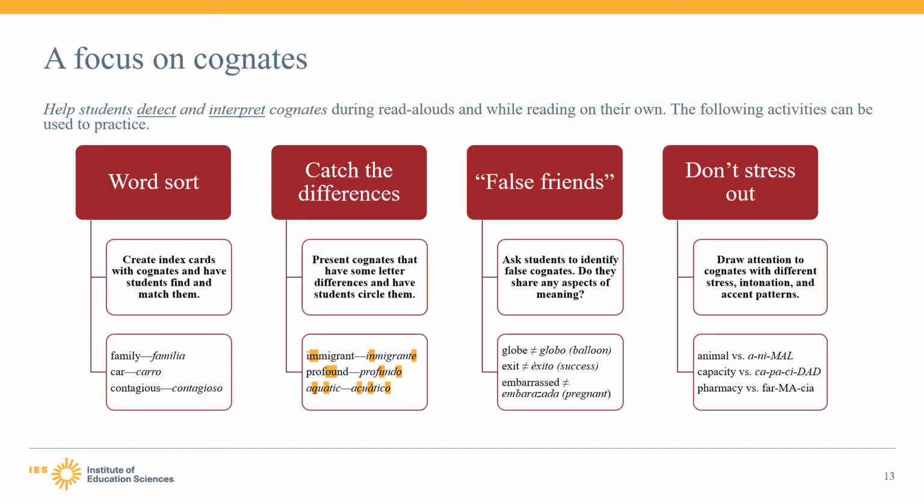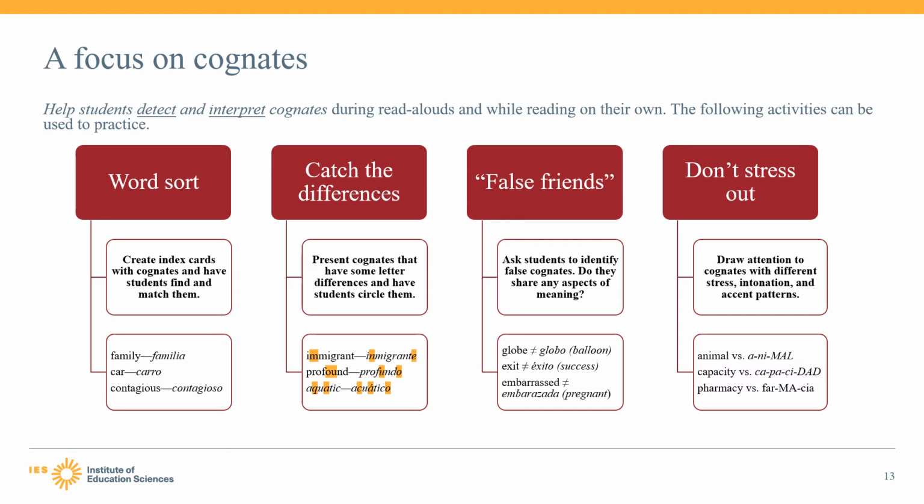Another thing to focus on in word learning strategies for ELs is cognates. So you can help students both detect and interpret cognates during read-alouds and also while they're reading on their own. There are these activities that I've mentioned a couple of times that can be used to practice, including a word sort activity in which you would create index cards with cognates and then have students find and match those cognates, matching family with familia, car with carro. And even though there may be some similarities across languages between words, finding the closest match and noticing how the sounds and spellings and meanings are similar can help students start to recognize those relationships on their own.